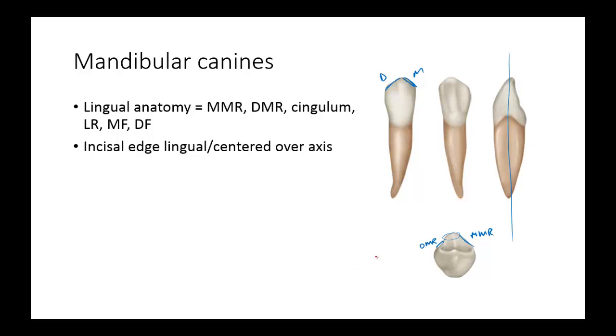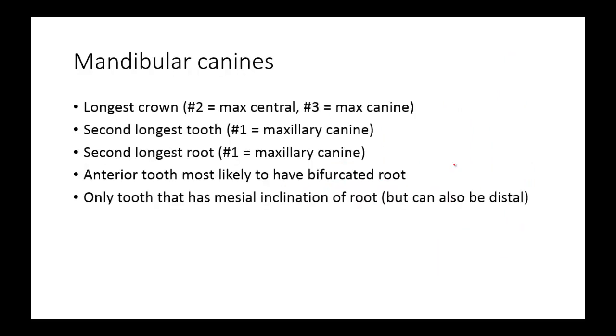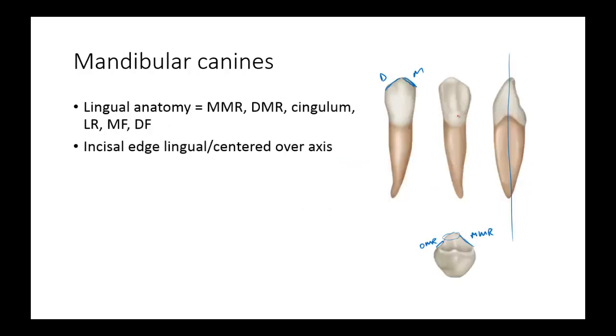And one last thing between the mandibular canines and the maxillary canines: in the maxillary canines, sometimes or often you'll find a lingual pit just incisal to the cingulum, and that's something that mandibular canines typically do not have. So if you do see a canine with a lingual pit, then think maxillary canine.